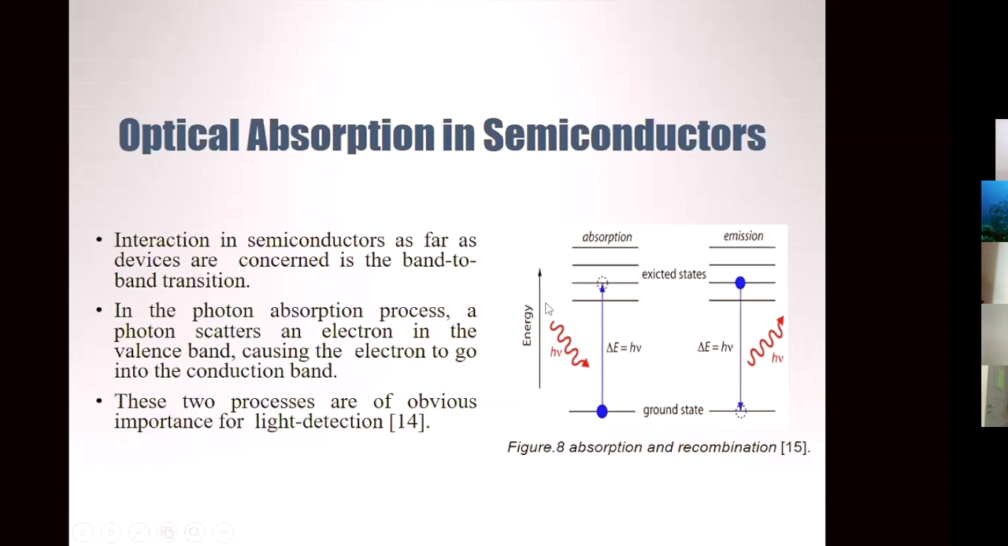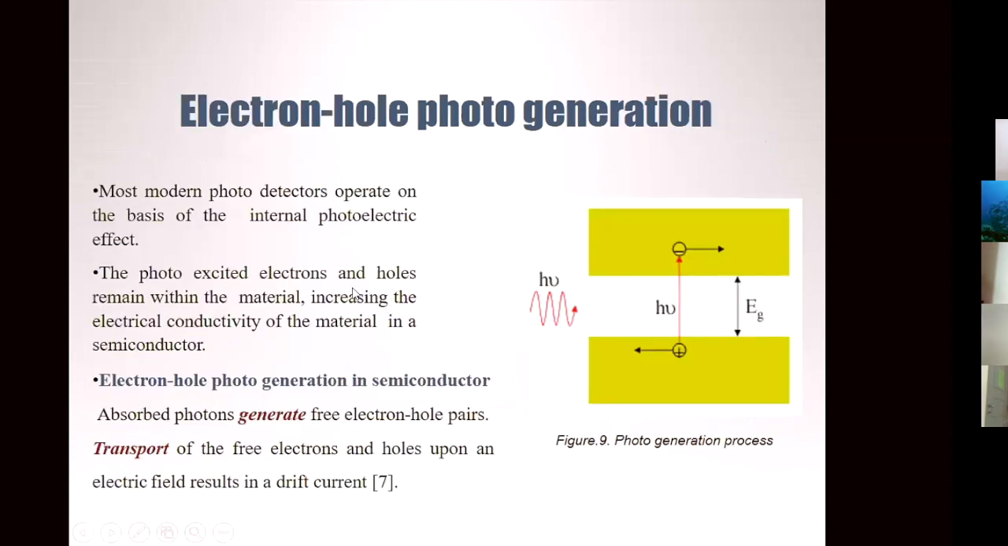And also we have electron-hole photogeneration. Most modern photodetectors operate on the basis of the internal photoelectric effect. Basically, the photo-excited electrons and holes remain within the material, increasing the electrical conductivity of the material in a semiconductor. So electron-hole photogeneration in a semiconductor basically absorbs photons and generates free electron-hole pairs. Then the transport of the free electrons and holes under an electric field results in a drift current. I think I should explain the working principle, then we will know about the drift current.